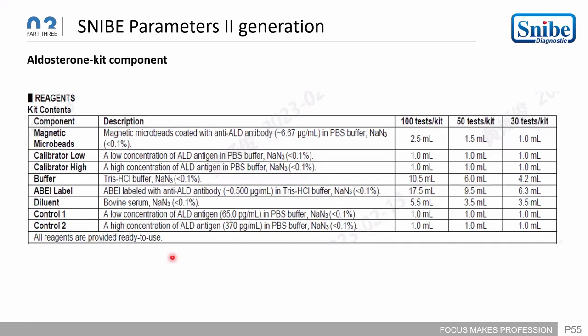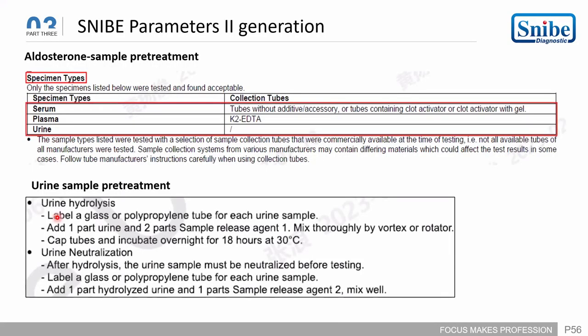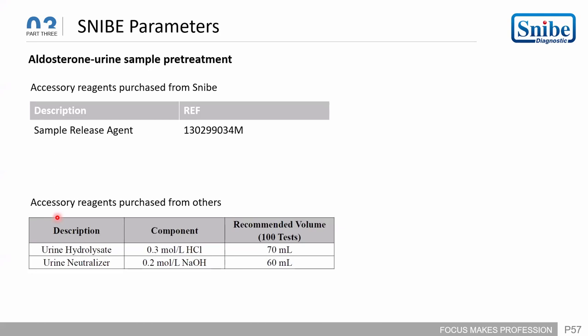All reagents are ready to use, including the magnetic microparticle beads, low and high calibrator, the buffer, ABEI label, diluent, and control 1 and control 2 are also available. If we talk about the sample pre-treatment, sample tubes and all the serum, plasma, and urines are recommended, and the urine sample pre-treatments are also mentioned in that area. For the aldosterone urine sample pre-treatment, they have a sample release agent. The list number is also given.